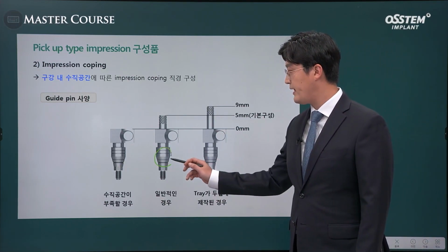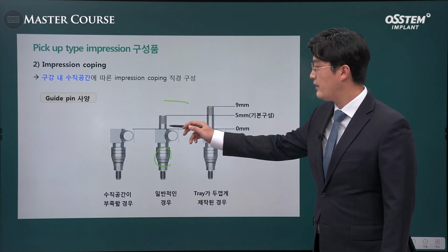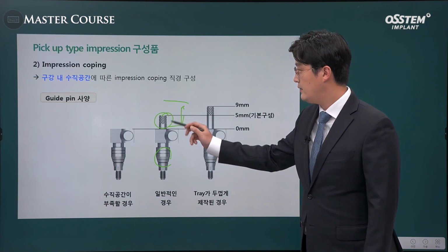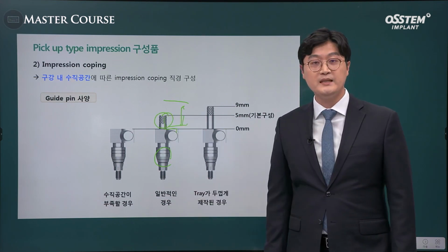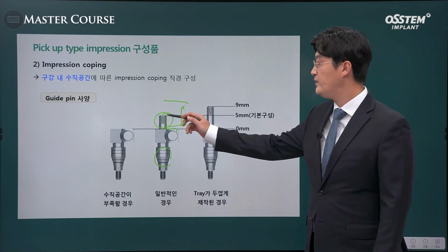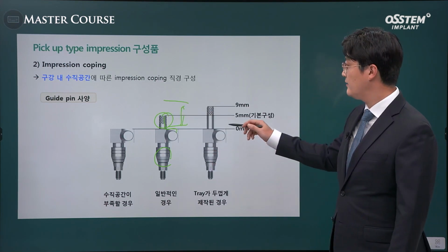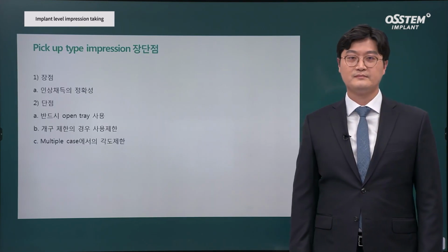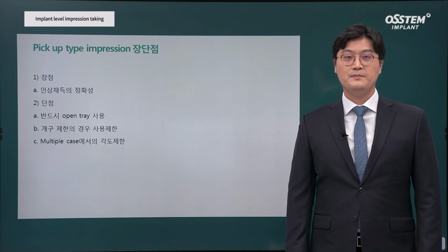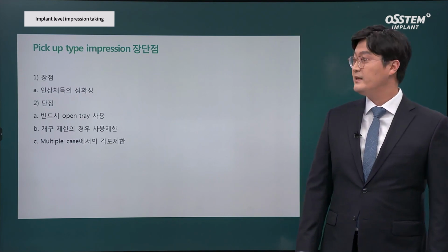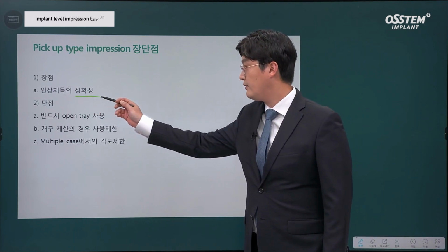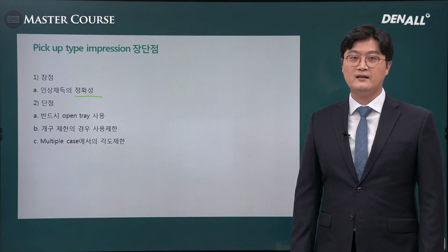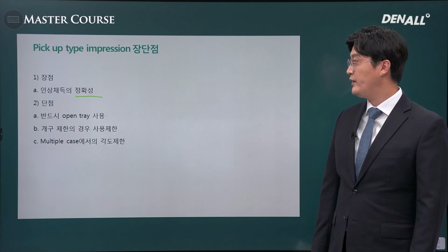Short or long, if the plastic tray is thick and the pin sticking out of this impression coping is not high enough, the open tray will not work. Then the long pin should be used. Advantages of the pickup type: accurate impression taking. The impression coping connected in the mouth is stuck in the impression, so there is a low risk of deformation.